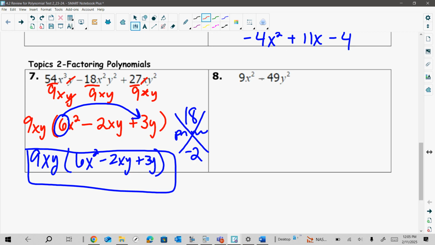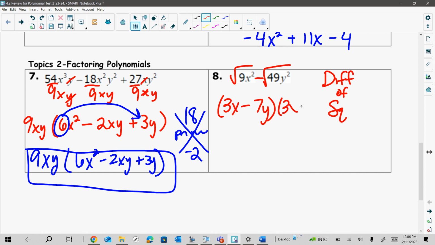Number 8, because I see only 2 terms and a subtraction, I should be trying to see if it's difference of squares. So there's no GCF here. Can I take the square root of each one? Yeah, this is a perfect square. So this comes out to be 3x minus 7y and 3x plus 7y.